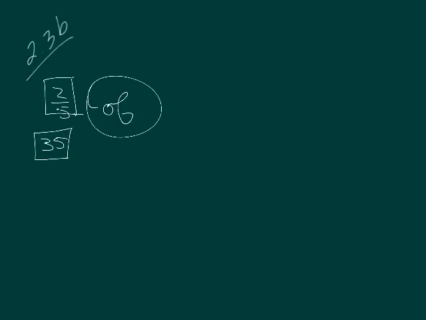So here's the key phrase, or the key word, of. So what I said, of means multiply. So 2/5 of those 35. So I'm going to multiply, make that a fraction. And all I have to do is, I can do one of two things. I can multiply across and get 70 over 5 and then reduce.